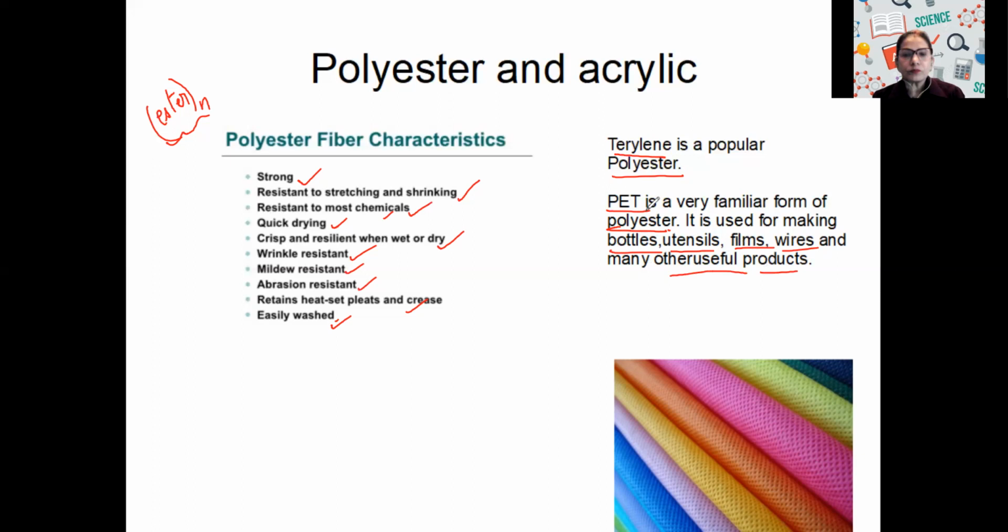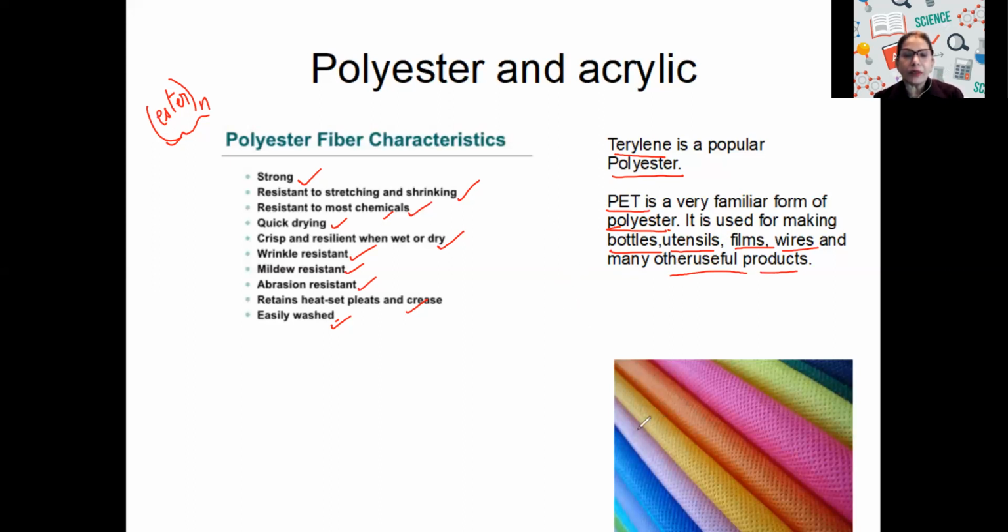PET, polyethylene terephthalate. It is very familiar. If you see all those disposable bottles, water bottles, which we buy as mineral water, those drinking water bottles are made of PET, which is polyester. It's a type of polyester. Okay, it's made of PET.